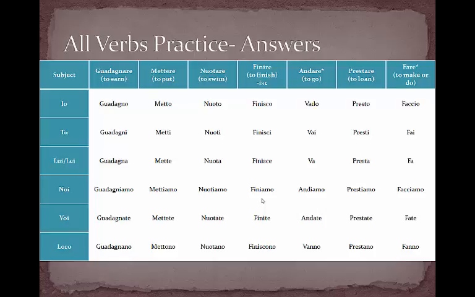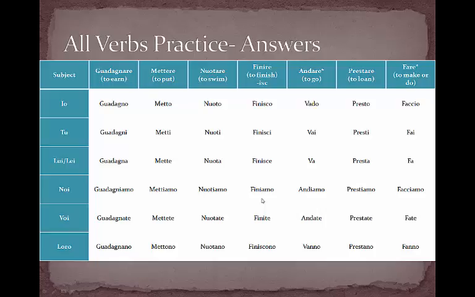Alright. Moving on to finire, which is an IRE verb with the suffix. We have finisco, finisci, finisce, finiamo, finite, finiscono. And once again we see there is a stem there, fin. We add our suffix, isc, and then we add our conjugation ending based on each subject.